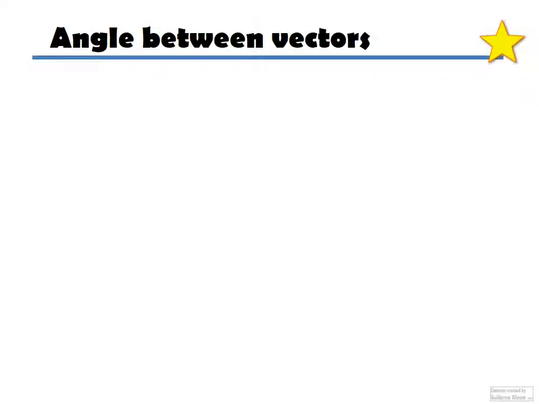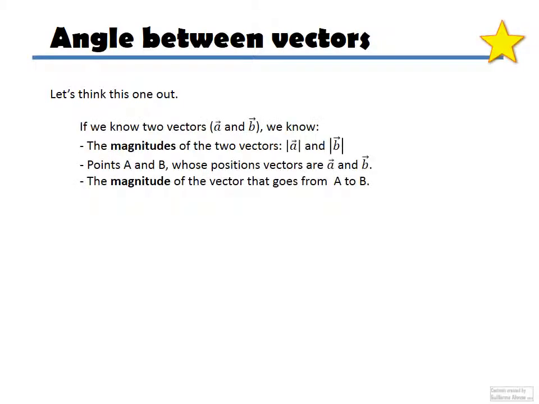Hello, in this video I'm going to talk to you about the angle between vectors and how to calculate it. And incidentally, I'm going to end up talking to you about a scalar product. So think this one out. Now you have two vectors, vector A and vector B, and you know the magnitudes of the two vectors, the modulus. Remember, we did that with a bit of Pythagoras.